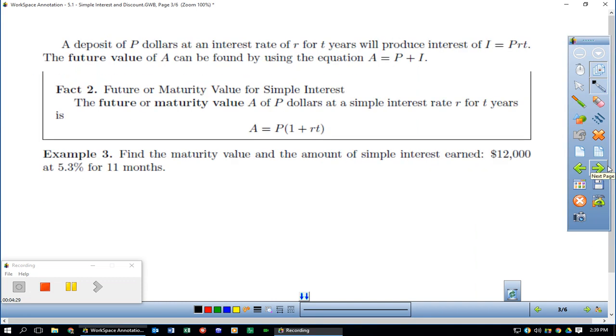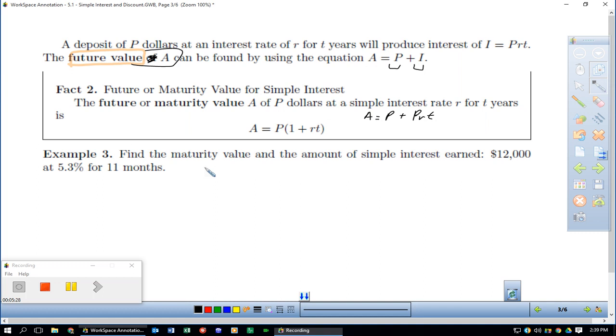Example 3. We have a deposit of P dollars at an interest rate of R for T years will produce interest of I equals PRT. The future value A can be found, and this is actually worded poorly. The future value A can be found using the equation A equals P plus I. The principal plus the interest is the total amount. And it can be found using this equation here, A equals P times 1 plus RT. You can actually use these two formulas to derive this one. What this comes down to is A equals principal plus principal times rate times time, the interest part of that. Factor the P out, and you get P times 1 plus RT. So you can really use either one of these formulas. This is just the one we usually prefer.